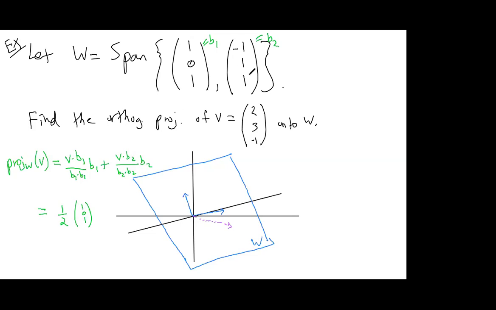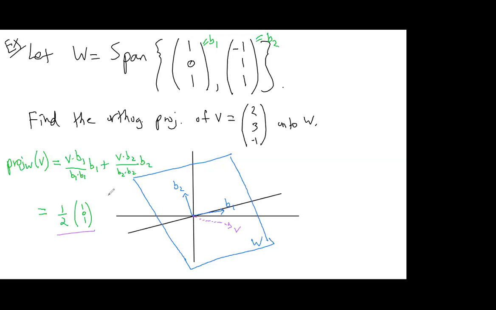Interestingly enough, the dot product with the second vector is 0. Is that right? Negative 2 plus 3. Oh yeah, it is. So it's already orthogonal. That was just a coincidence. V is already orthogonal to B2. This is B2. This is B1. This is V. So in fact, when you calculate the projection, it's just on the first component. So this is our answer.